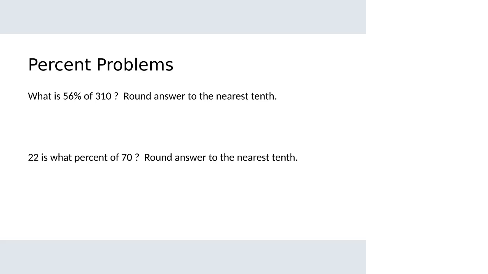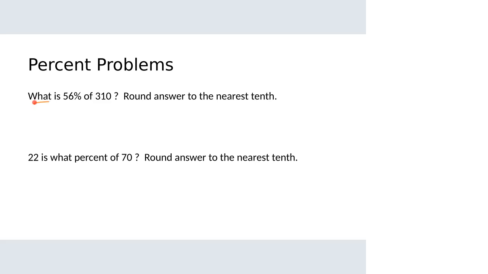Now we'll look at solving problems that involve percents. The main thing we're going to do here is take a sentence and translate that into an equation. It's almost like going from one language into another, from English into a mathematical equation. The first problem says, what is 56% of 310? And here's how we're going to go about that.